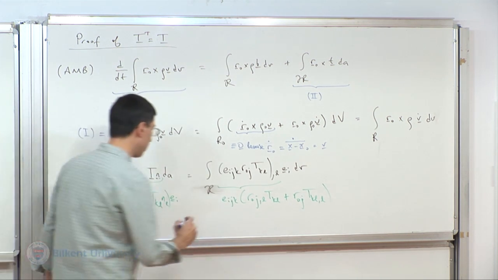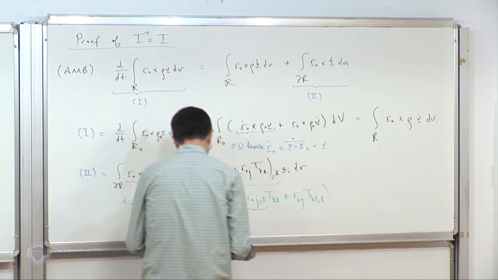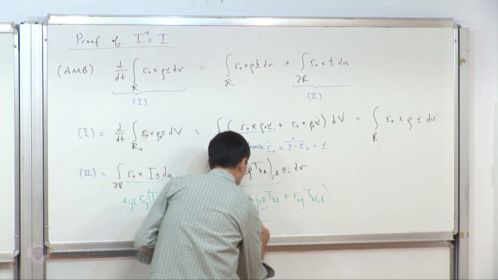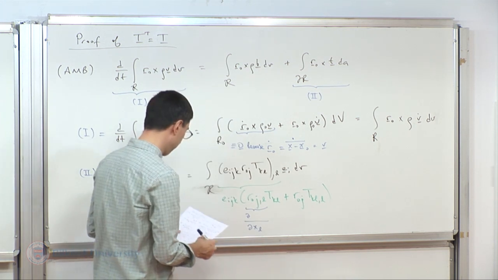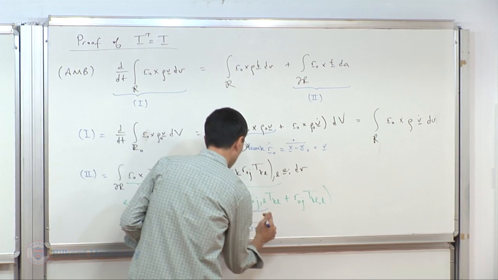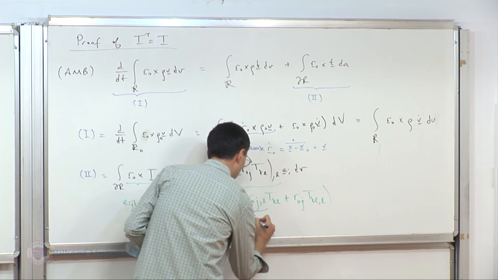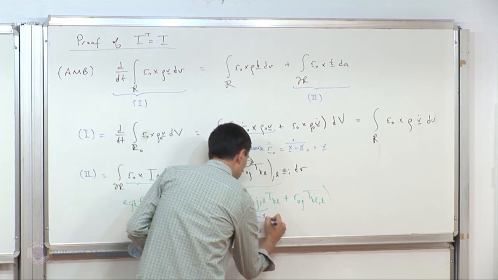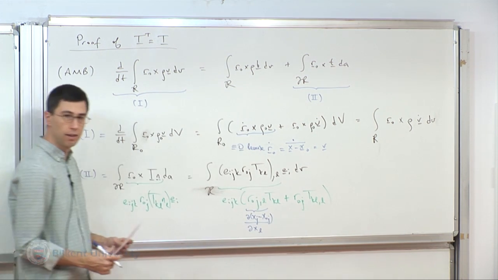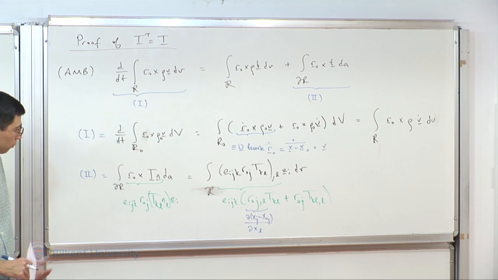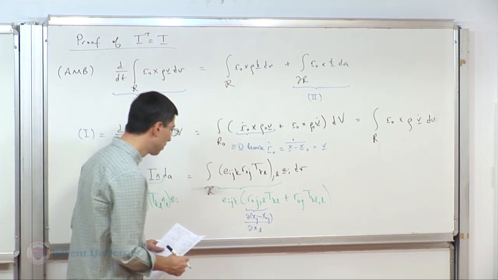this term down here. Let's do it like this. So this is partial with respect to XL of X J minus X naught J. So that's the expression for R naught, X minus X naught. Okay.